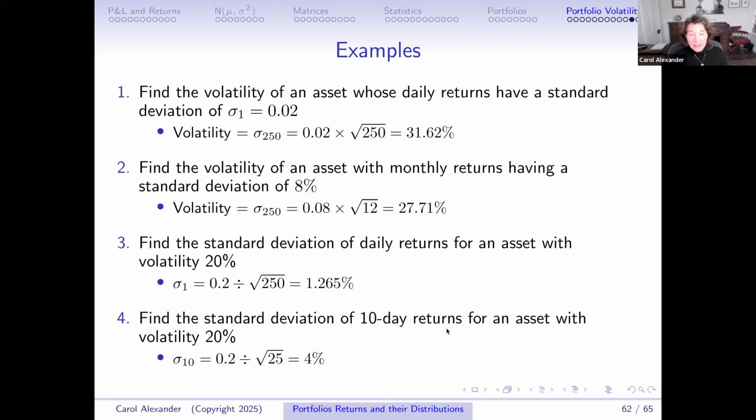Here's another example. Find the standard deviation of the daily returns if the volatility is 20%. So now we have to scale down. So 20% volatility, which is 0.2, needs to be divided by the annualization factor of the square root of 250, which is 1.265. Here's another one. Find the standard deviation of 10-day returns for an asset with volatility of 20%. So that's a bit more complicated. How many 10 days are there in 250? 25. So we scale down by 25. Alternatively, you can scale down by 250 and scale up by 10, but the net result is the same.